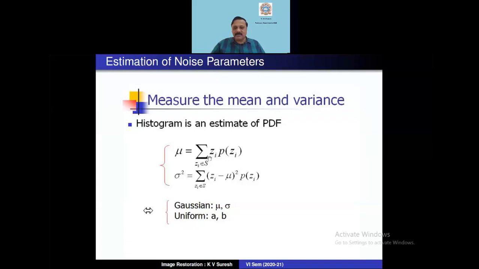This is straightforward: the value of the pixel and the probability of occurrence of that pixel. Can somebody tell me how I will calculate the probability of occurrence of a pixel? How do you calculate that? Anybody? How will you get this?